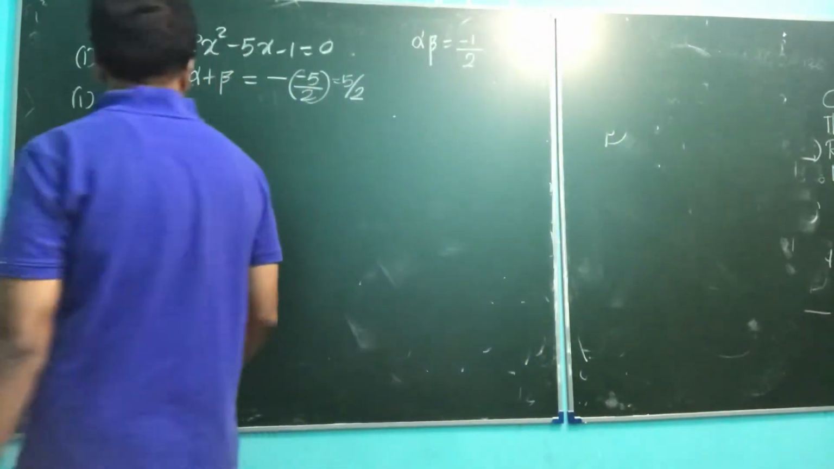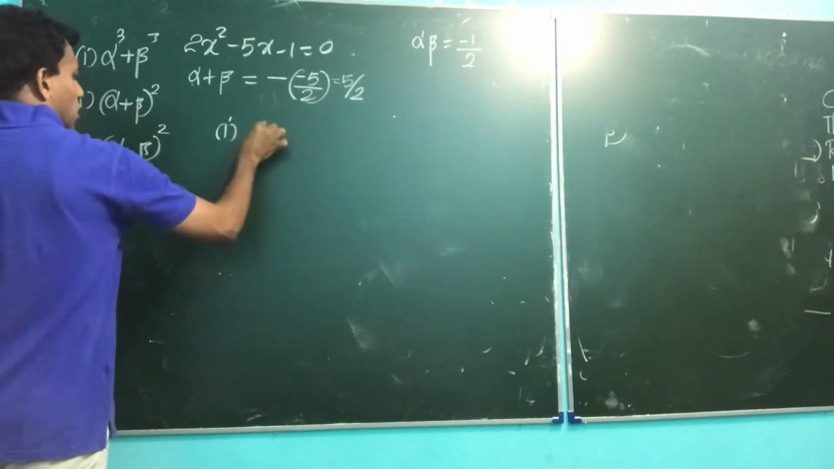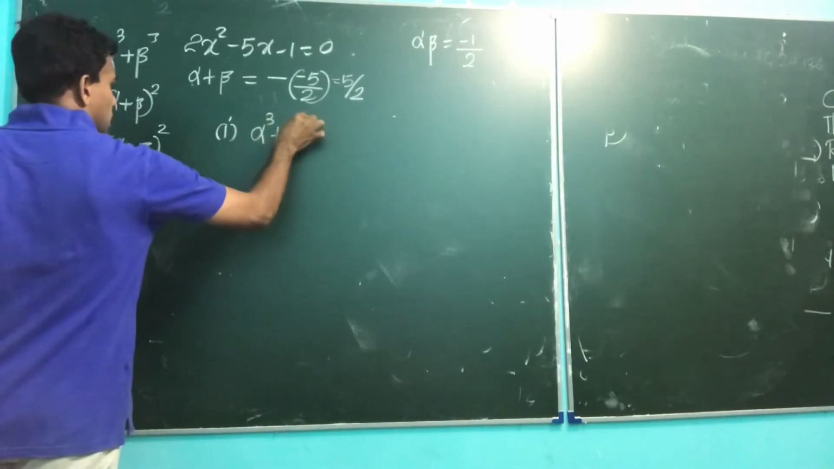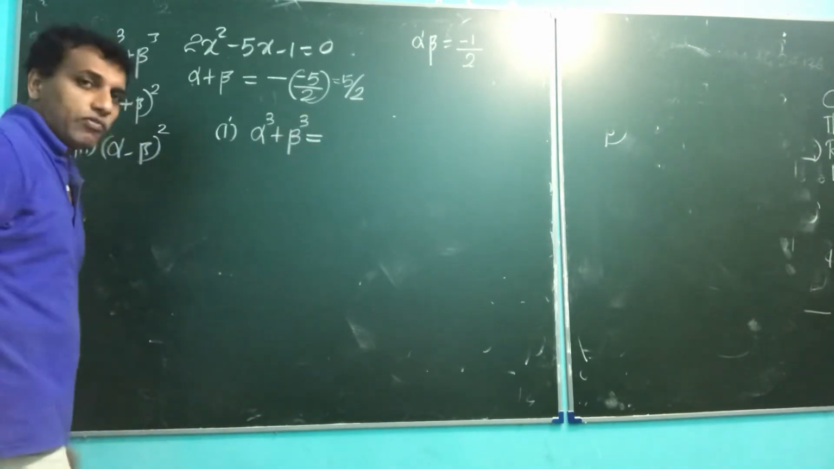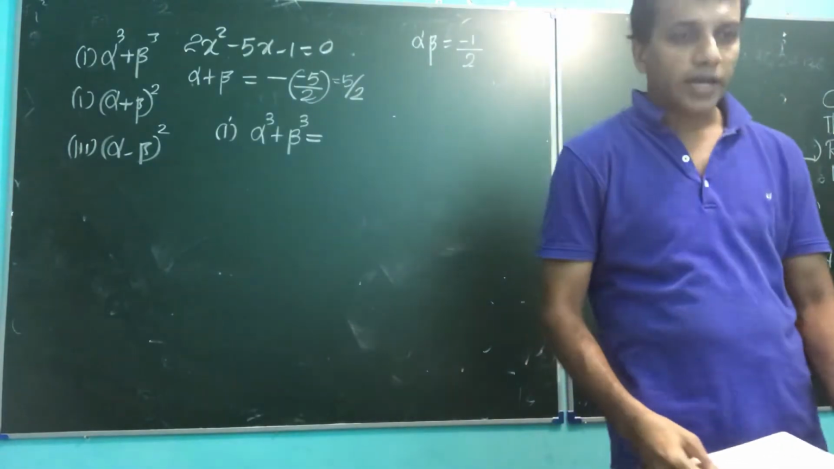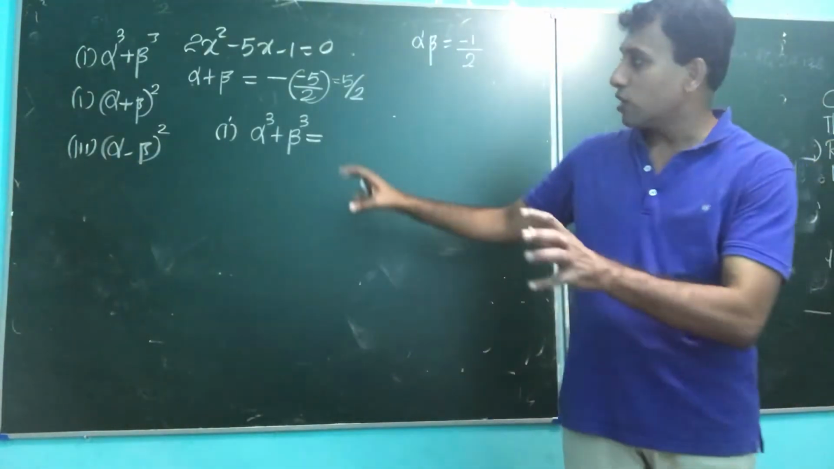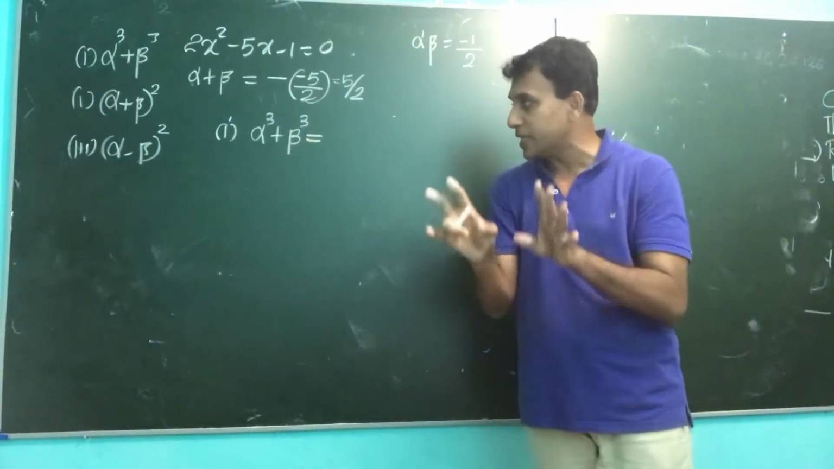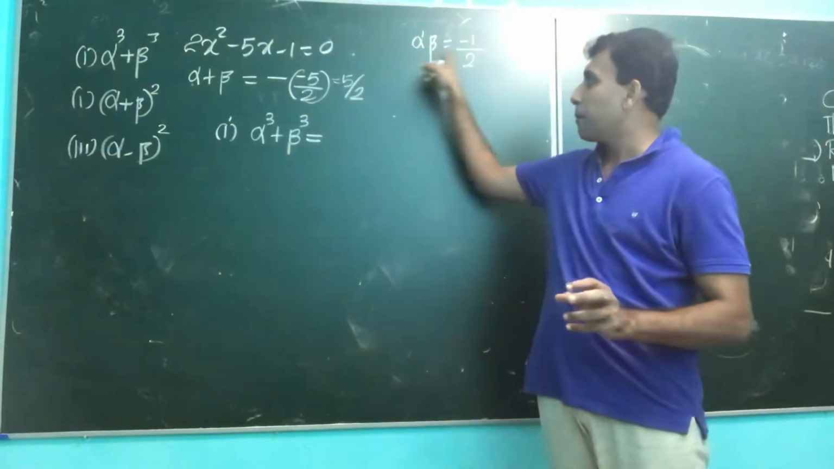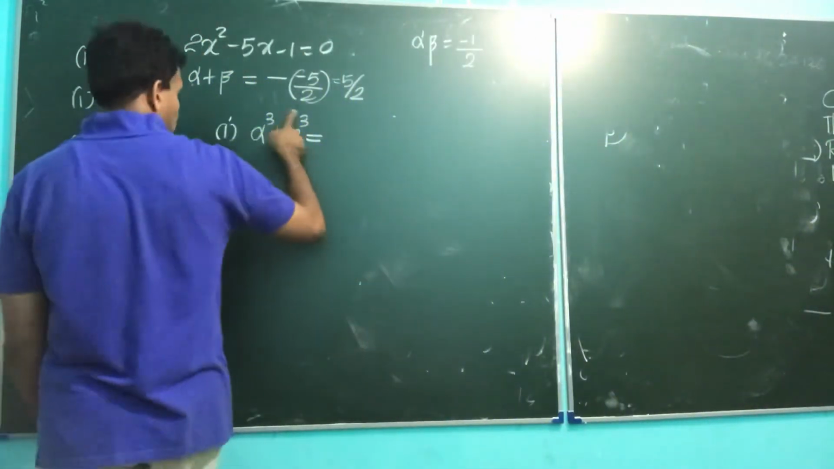So what is the first question? Find the value of alpha cube plus beta cube, right? So again, we already mentioned the previous. Try to show the values of alpha plus beta and alpha into beta. Then only you can apply these numerical values. So better you factorize.